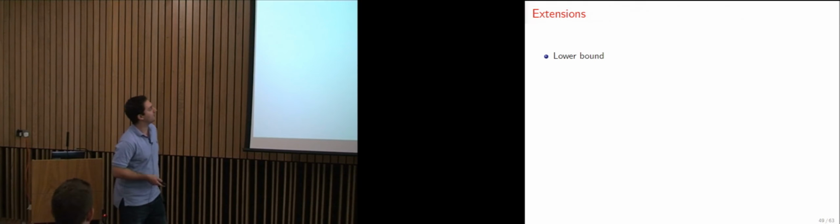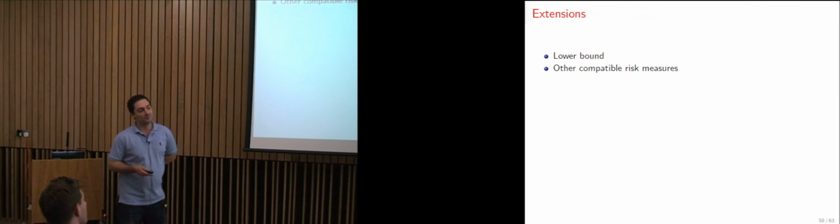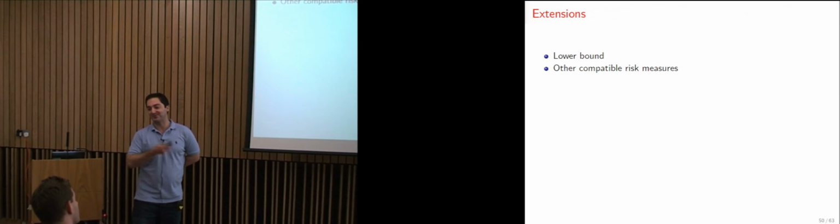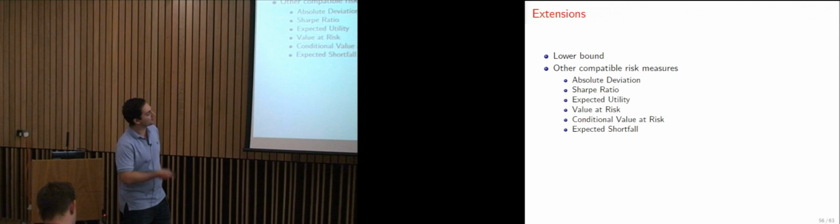The extensions in the future work: right now we're working on a lower bound, and there are other compatible risk measures which would be better. We just thought this was historically popular, so we might as well use the catchy name. So you can always use absolute deviation, Sharpe ratio, expected utility, value at risk, conditional value at risk, expected shortfall, and there are tons of different ways of doing this.